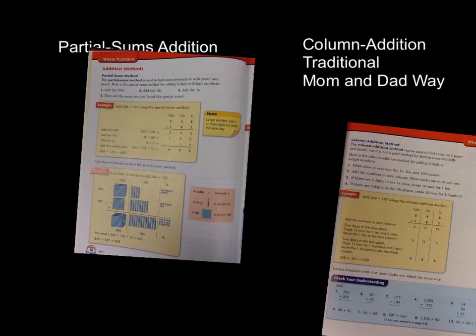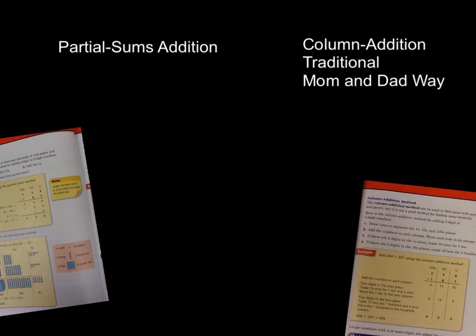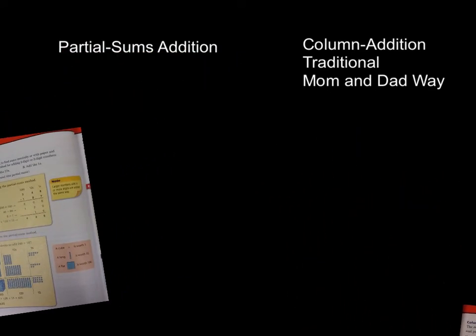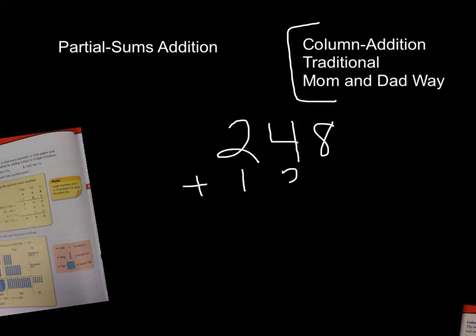During some of our math work today, you'll be using that type of addition. That's found on page 10 of your reference book. The other time, you're going to use something called the column addition, traditional or mom and dad way. Let's take a similar problem of 248 plus 137.